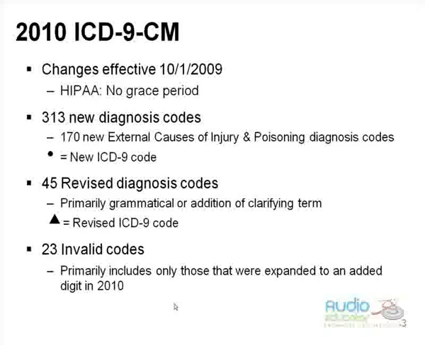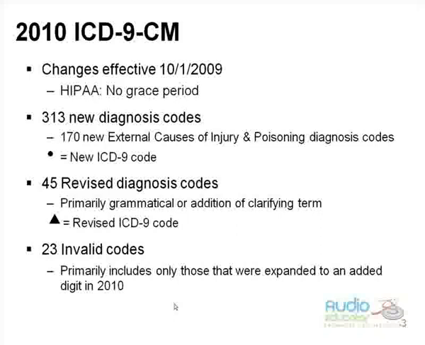I strongly recommend for those of you that don't report E-codes to go look back in that section. The conventions that I've used with these handouts are that new codes are identified by a circle, and the revisions are identified by a triangle. That's the common notation used in many books.